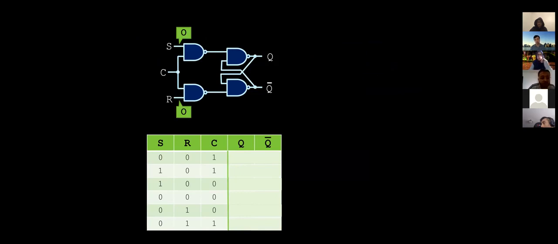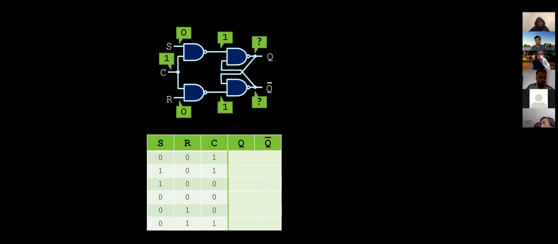We will start with the first pair of states here. S is 0, R is 0, and clock is 1. So the clock is high. What's going to happen? Well, let's look together. 0 and 1 gives us 0, and the negation of that gives us 1. So here we get 1. This is absolutely symmetrical, so we also get 1 right here. What happens afterwards? Well, the problem is I don't really know what's coming out of this at the time t.